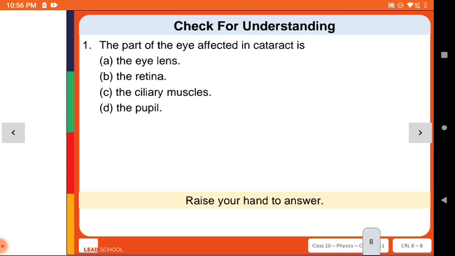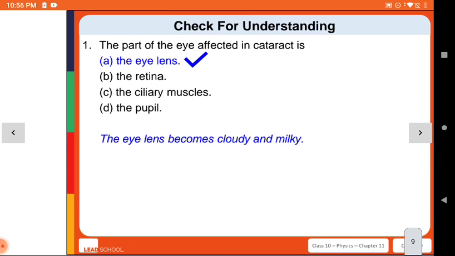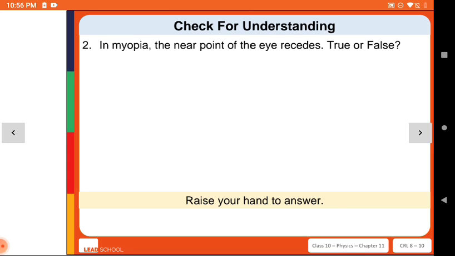So student, the part of the eye affected in cataract is called: the eye lens, the retina, ciliary muscles, or pupil? It's the eye lens. A milky layer covers the eye lens. This is known as cataract.